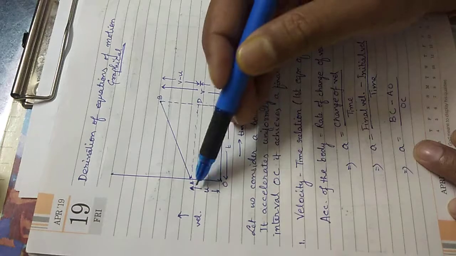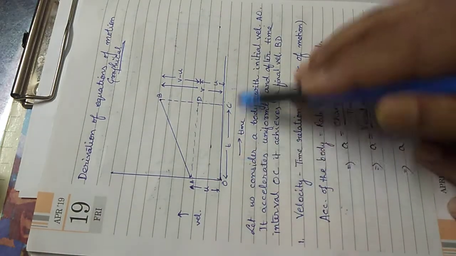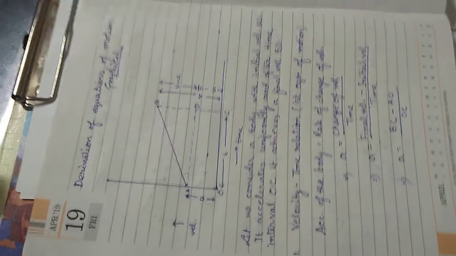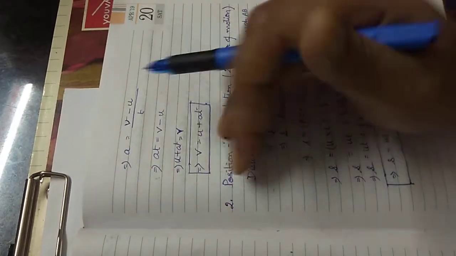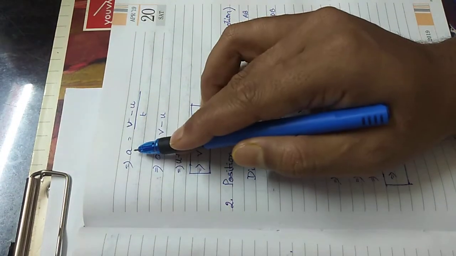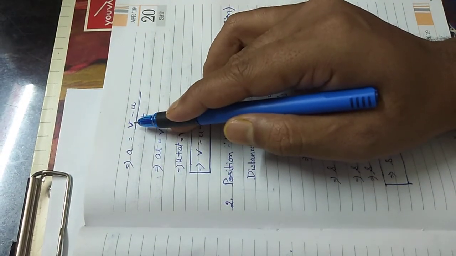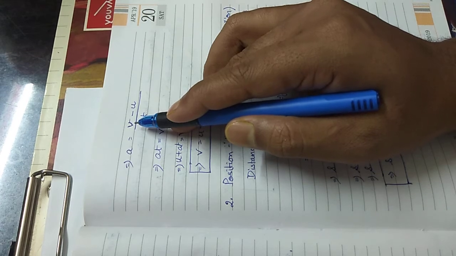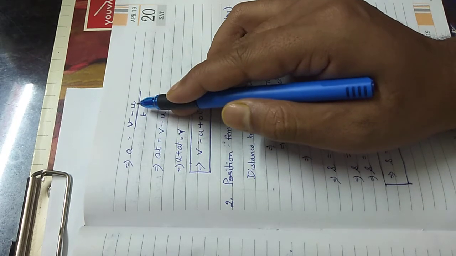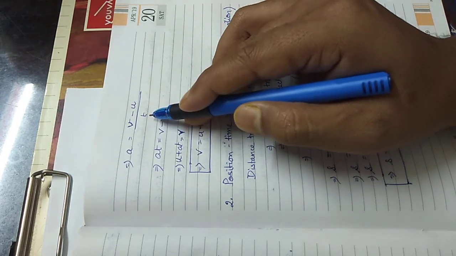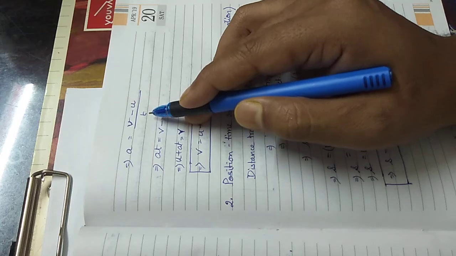Final velocity is BC, so I've written BC. Initial velocity is AO, so I've written AO. And the time interval is OC. After that, I have replaced them with the variables: final velocity BC is V, initial velocity AO is U, divided by time OC, that was T.